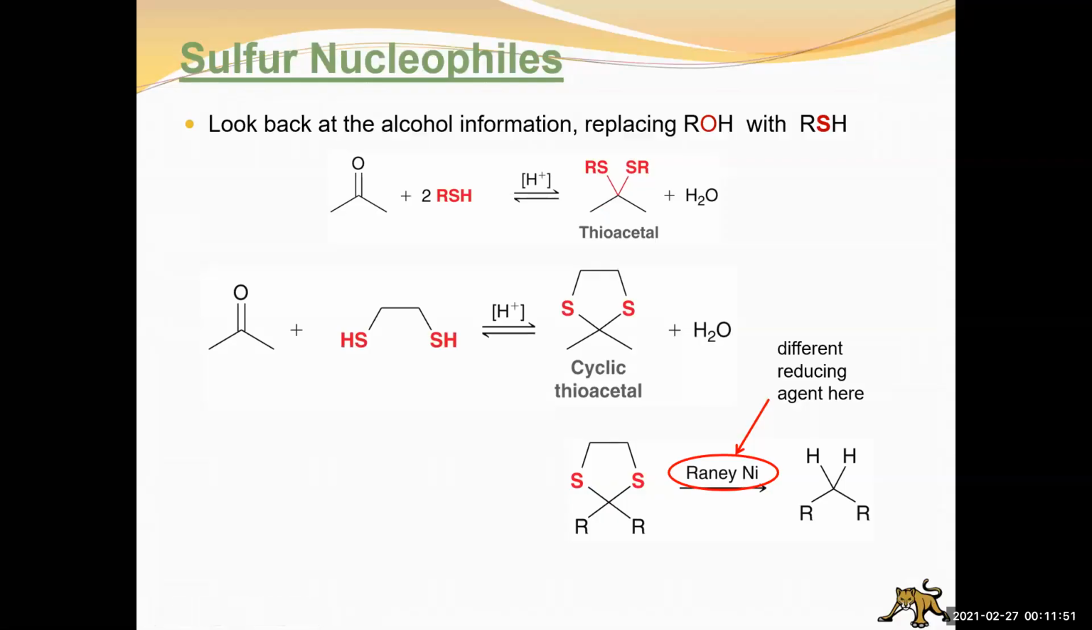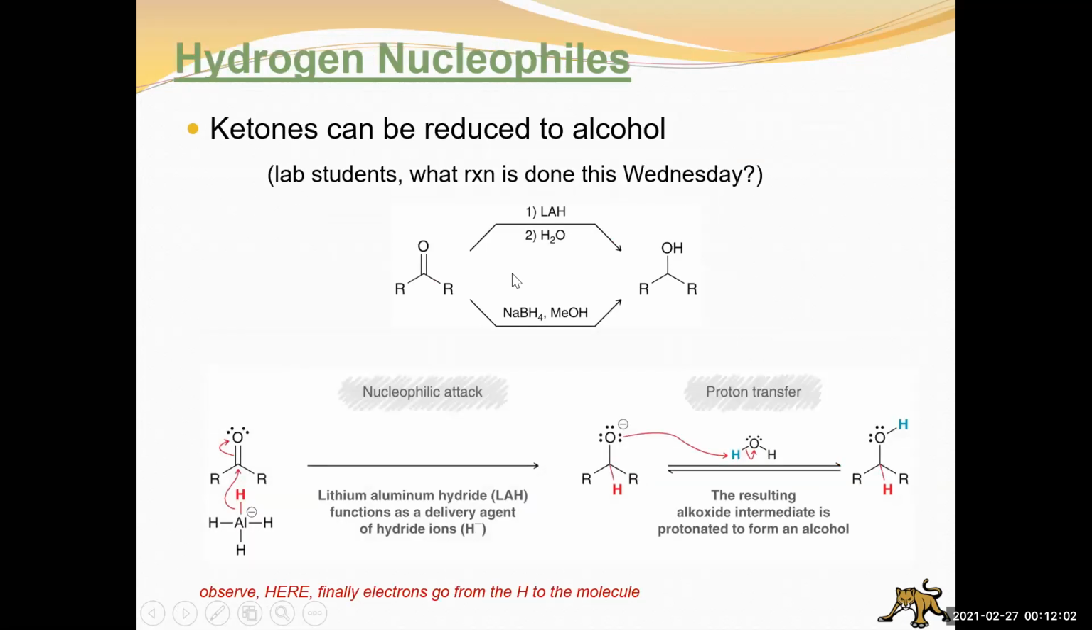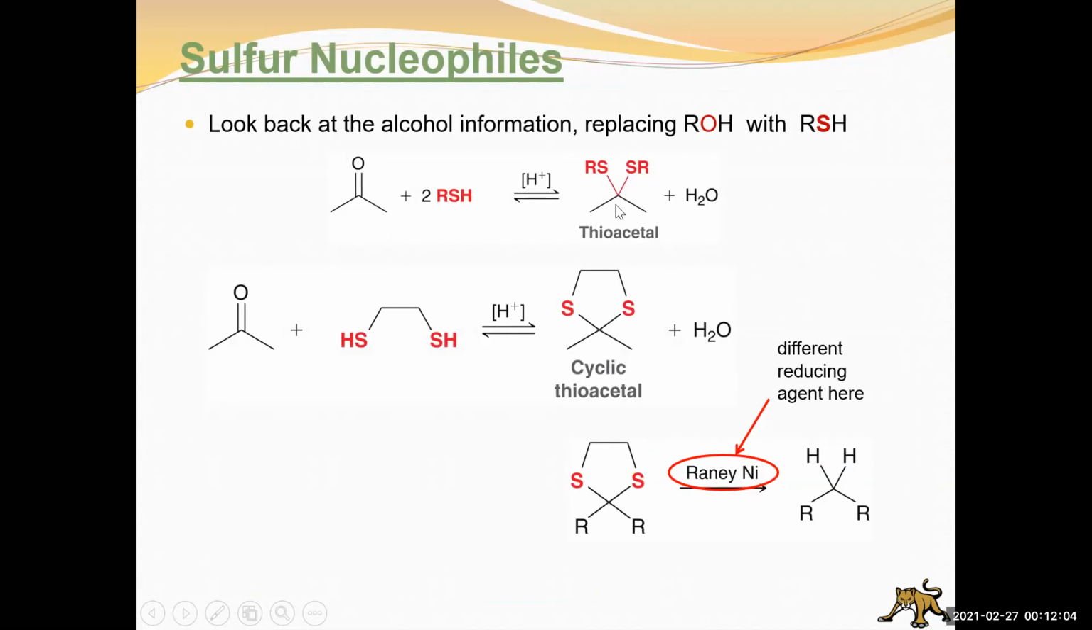Okay, sulfur nucleophiles. Look back at the alcohol information and replace the O with an S. That's the main thing that we're going to say about sulfur. See, then it goes to hydrogen. So think back about the alcohol mechanism and just replace O with S. And you'll go from the ketone to a thioacetal.